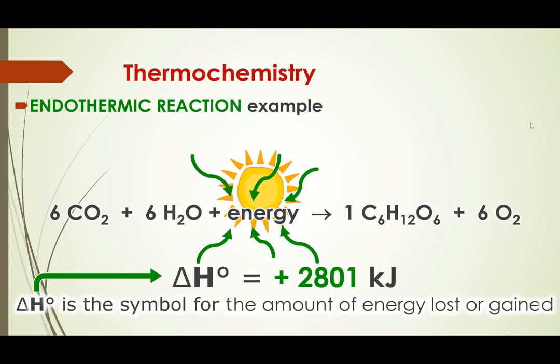We won't get into the details of what delta H naught, that little degree symbol, really means. For now, just know that it's the symbol we use in thermochemistry to show the amount of energy that's either being lost or, in this case, gained by the reaction as it occurs. So this reaction has a gain, positive, 2,801 kilojoules for this reaction balanced as this equation shows.